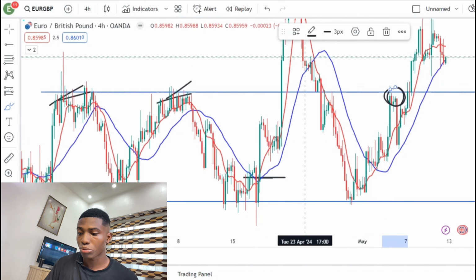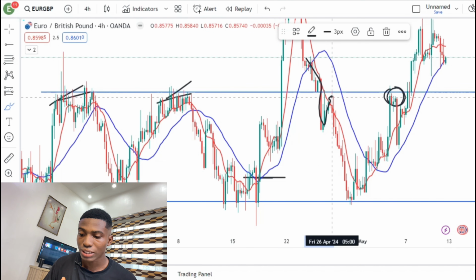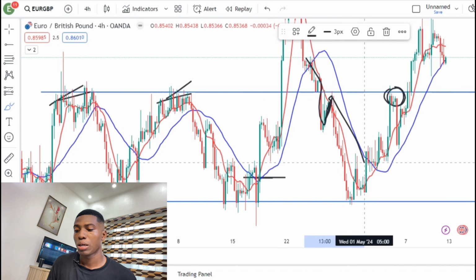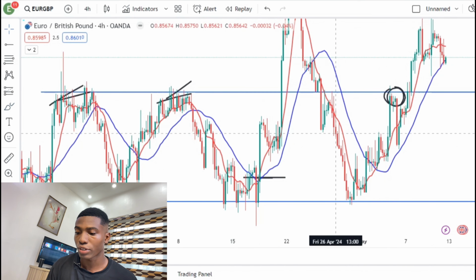Let me use this for example. You can see the market was going in a downtrend, but price still had to pay respect to this level because it came to retest it before it went down. So that right there is a true key level.